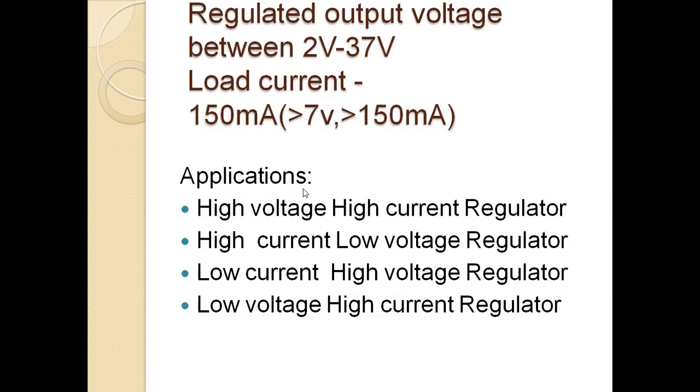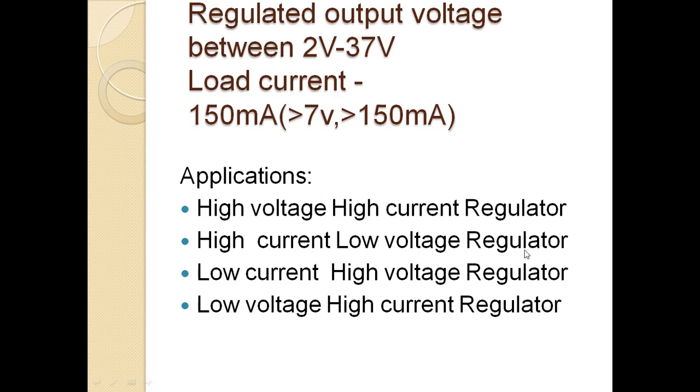Next is the application of the IC 723 voltage regulator. We can configure this IC into different modes. The first mode is the high voltage, high current regulator. An output voltage greater than 7 volt is considered high voltage, and the IC provides 150 milliampere load current. If we want a load current greater than 150 milliampere, it is considered high current. Then we go for the high voltage, high current regulator.